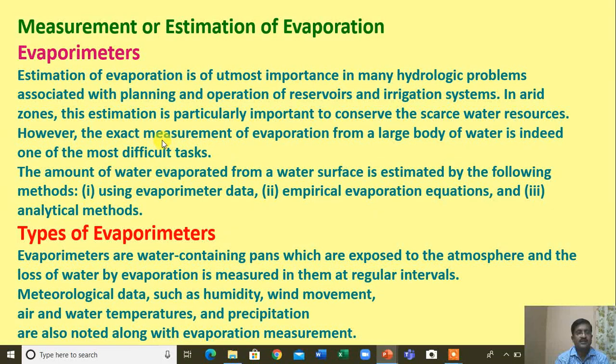However, the exact measurement of evaporation from a large body of water is indeed one of the most difficult tasks. The amount of water evaporated from a water surface is estimated by the following methods. First one is using evaporimeter data.